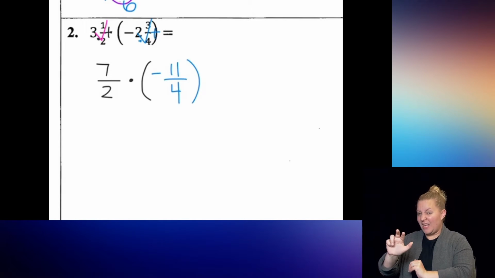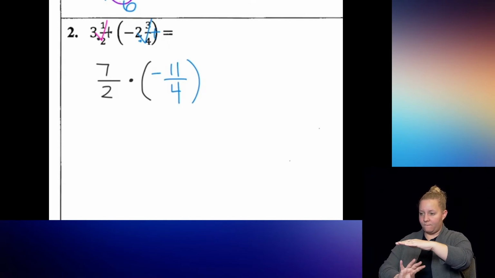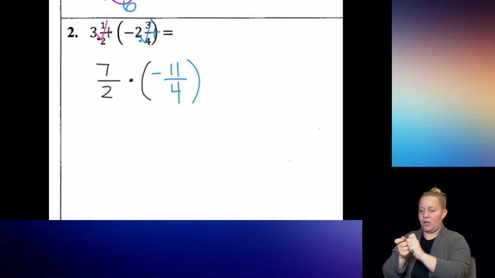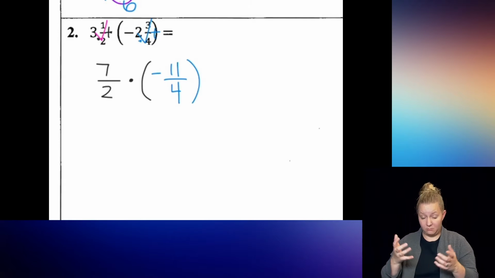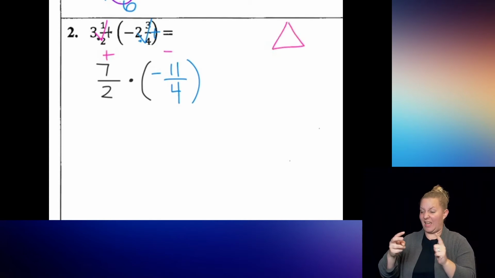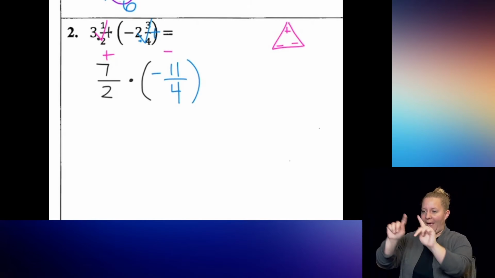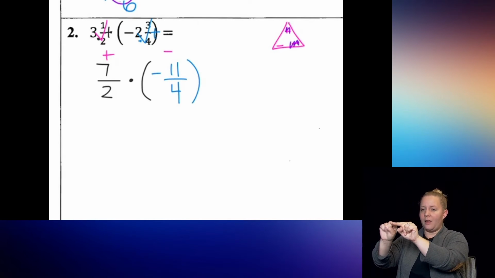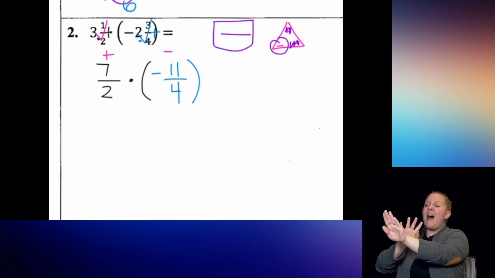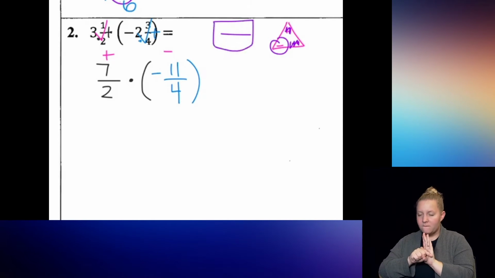You cannot, I repeat, you cannot multiply mixed numbers. You have to turn them into improper fractions. Otherwise, you're going to get the incorrect answer. All right, now that we are here, I see that this first fraction is positive, the second fraction is negative. So again, back to my triangle, I get rid of a negative, I get rid of a positive. My final answer is definitely going to be negative. So I'll keep that in mind.